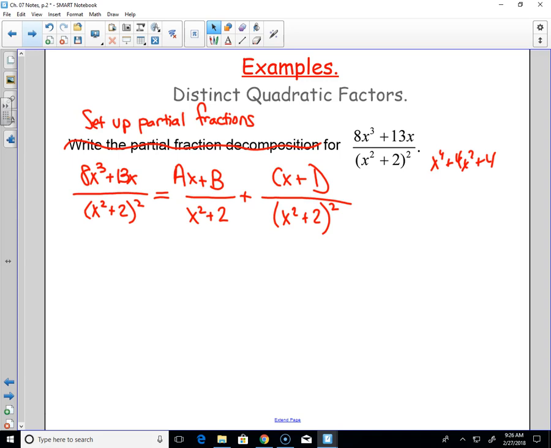Jacob, go ahead. Is that Cx plus 1 on the top, or is that? Oh, plus D. So we just kept going with the variables to expand it out.